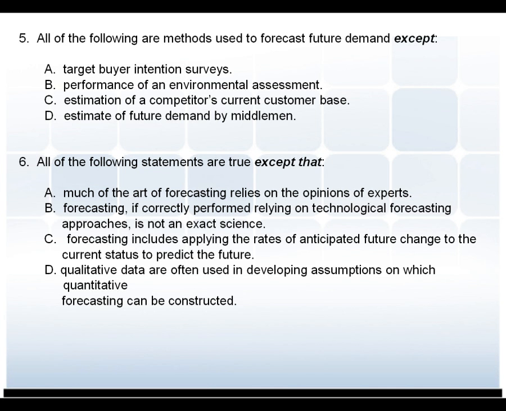What is the answer? The answer they went with was C, estimation of the competitor's current customer base. The following are methods to use to forecast future demand, except. Well, you can base where you're going on a competitor's current base, and if you want to acquire that base for whatever reason, you would look at their base as an assumption.